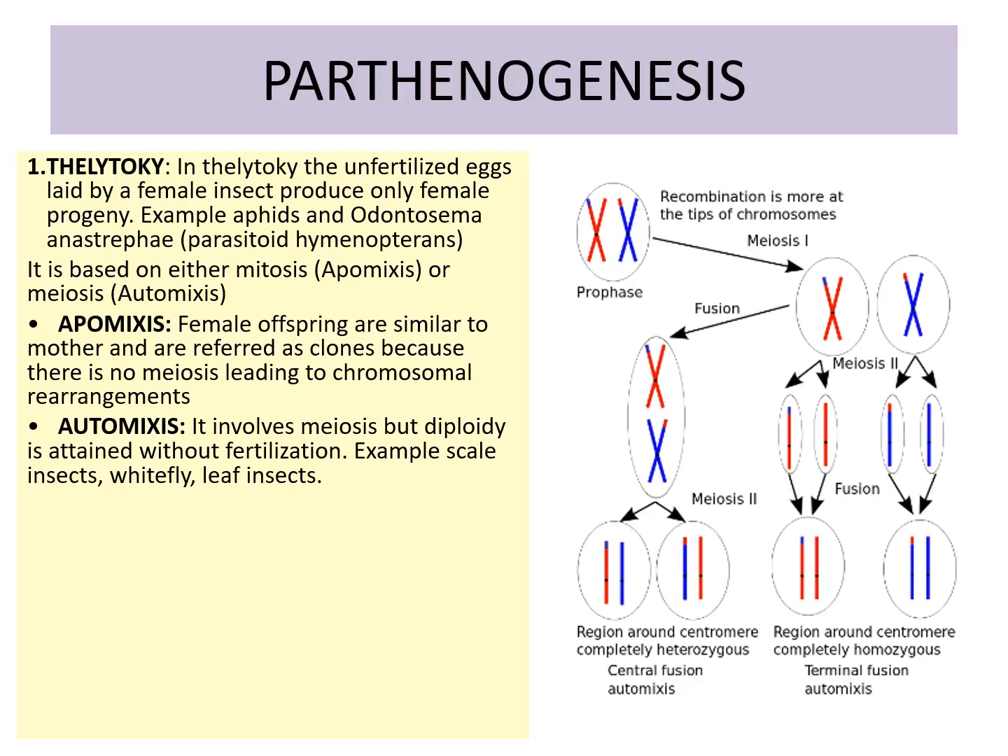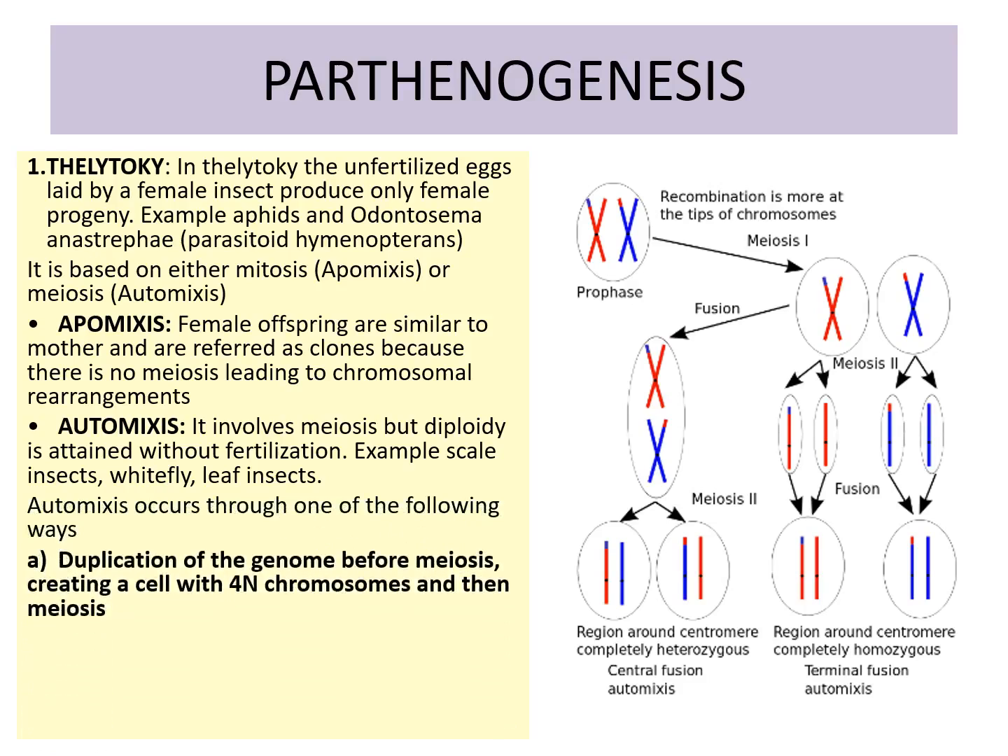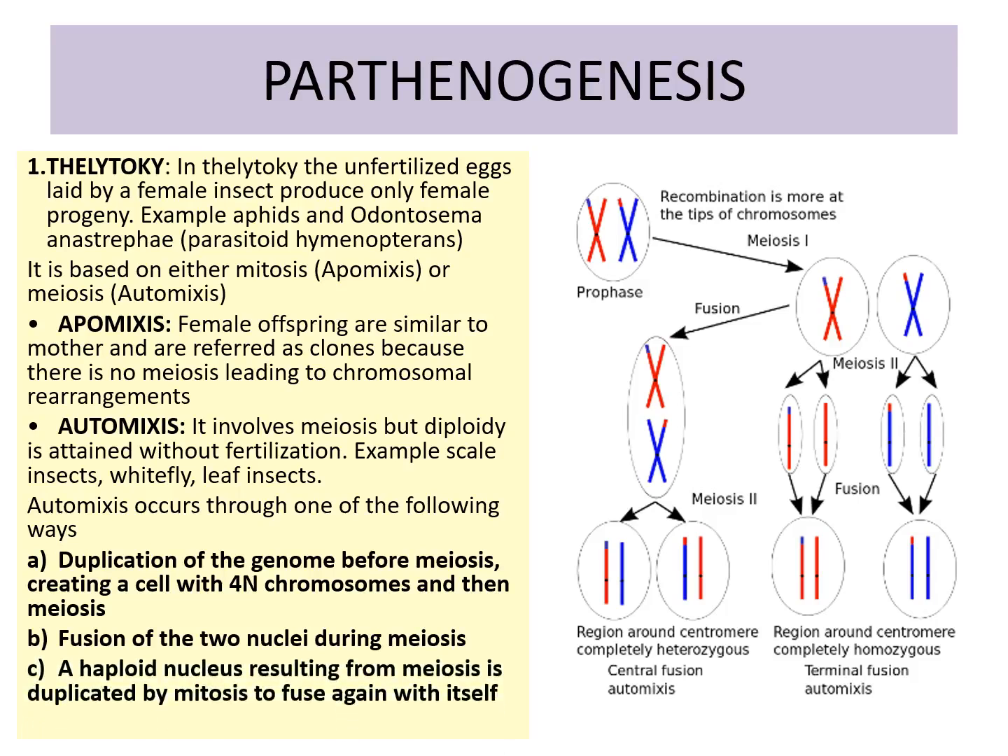Example is scale insects, whitefly, leaf insects. Automixis occurs through one of the following ways. First is either duplication of genome before meiosis, creating a cell with 4n chromosome, and then meiosis. Second, fusion of two nuclei during the meiosis. Third, a haploid nuclei resulting from meiosis is duplicated by mitosis to fuse again with itself only. So in this way, these are formed.